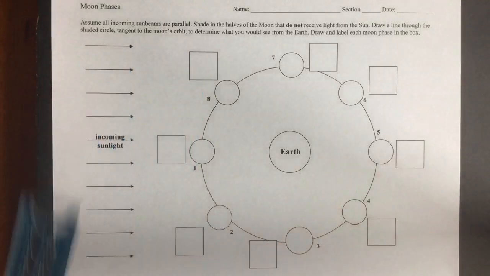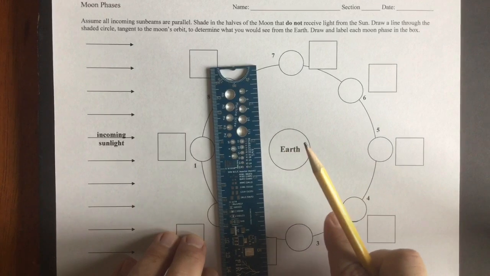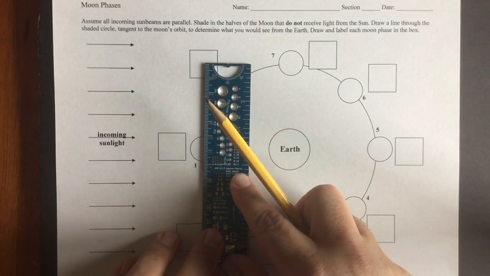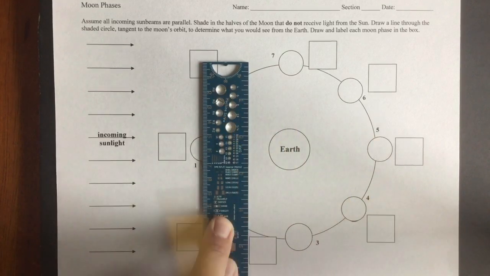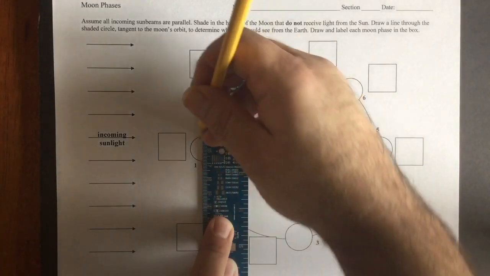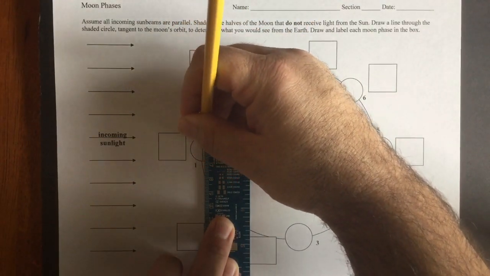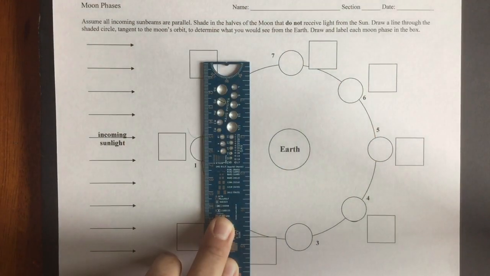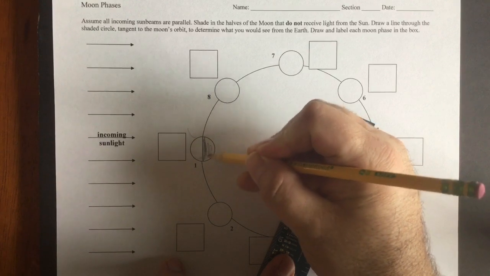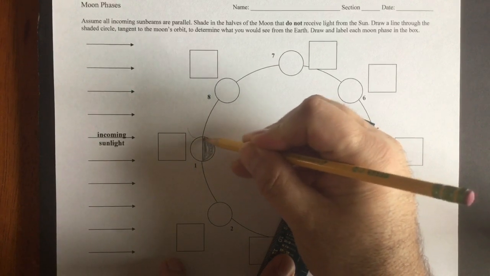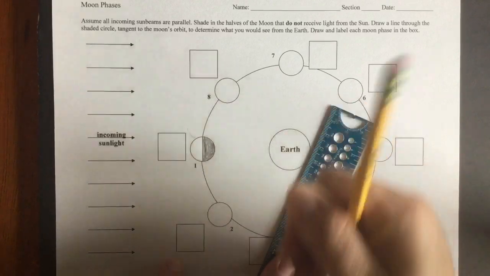So I'm going to put my ruler down, and I note that the moon itself is actually a sphere. And so if the sunlight was coming in, the light would be coming in from the left, and it would mean that there is light hitting the left side of the moon, but not the right side. And so the right side of the moon is going to all fall into the shadow.